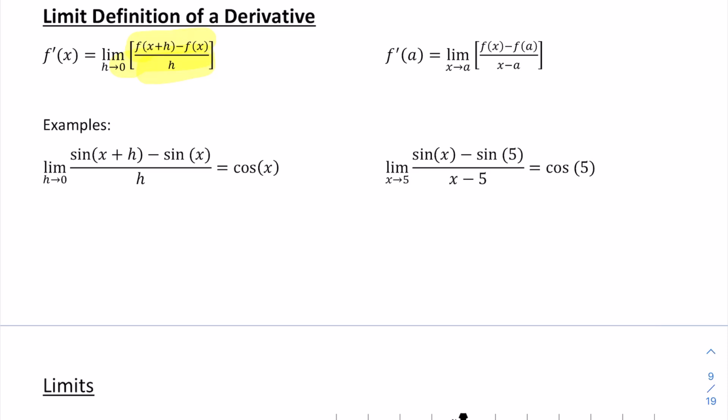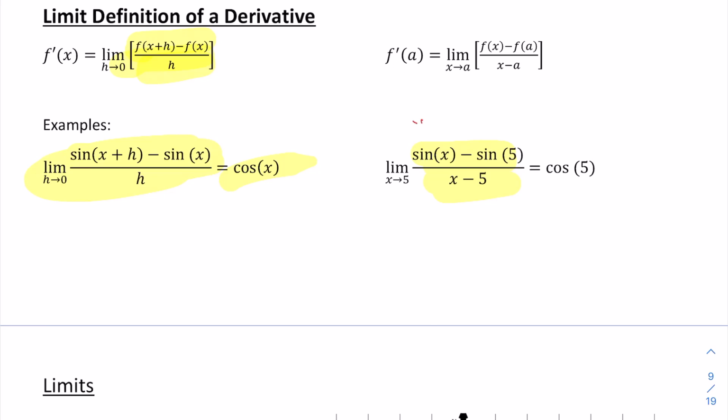And so when you see this limit, I have yet to see a multiple choice section of the AP exam that does not have at least one limit definition of a derivative on there, if not both of these. And so you have to realize that in this question, if it asks you for this limit right here, it's really asking you to find the derivative of sine of x, which is going to be cosine of x.